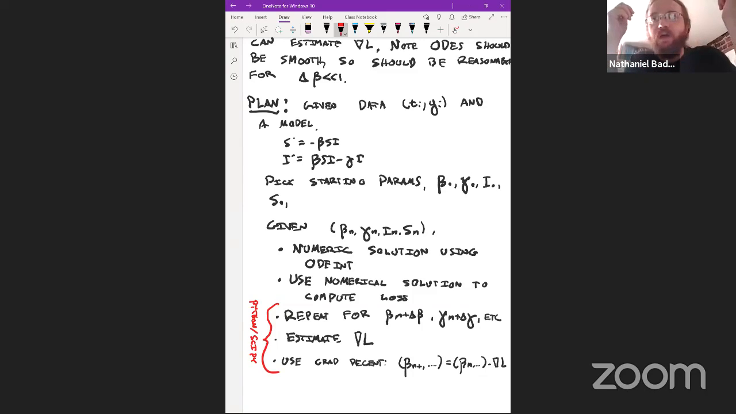Use numerical solutions to compute loss basically means find, yes, exactly. We find the mean squared error, and actually we could combine these two steps into one here, right? Because essentially we find the mean squared error for, in this case, 5 cases. So the mean squared error when we adjust beta a little bit, when we adjust gamma a little bit, when we adjust I and S a little bit. And then using all those, we compute these derivatives. But yes, you're absolutely correct. Any other questions?